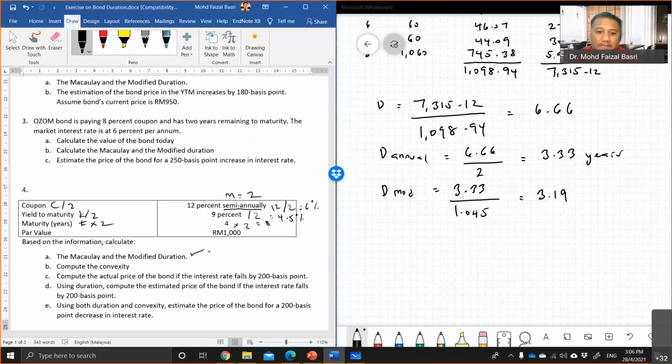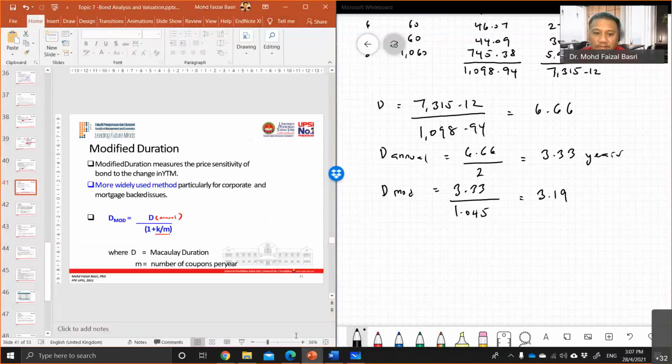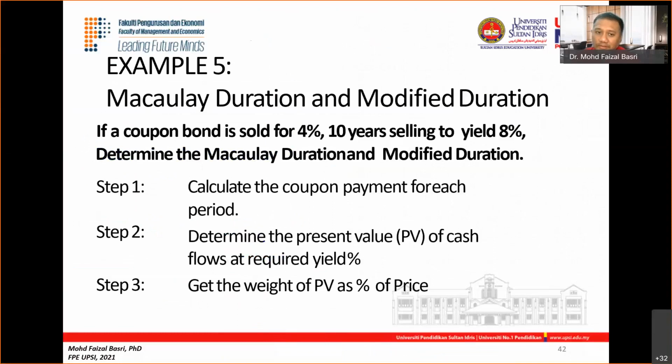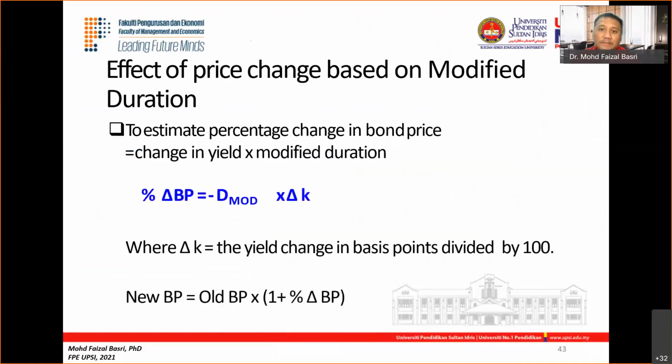But if we refer to the note, we can use this modified duration to measure, like I said, the new price. So this one you can try on your own later on. But I want to take you to this slide number 43. Effect of price change based on the modified duration. So we're going to use the modified duration to estimate what will be the new bond price if there's any changes in the yield of return.